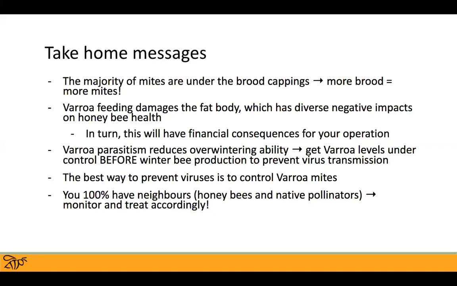Also, just to recap, Varroa feeding damages the fat body, which ends up having really diverse negative impacts on honeybee health. So it causes weak, stunted, immunocompromised bees with shortened lifespans. In turn, these negative health effects will have financial consequences for your operation, whether it's in the form of lost honey profits or from having to replace colonies that have died due to Varroa mites.